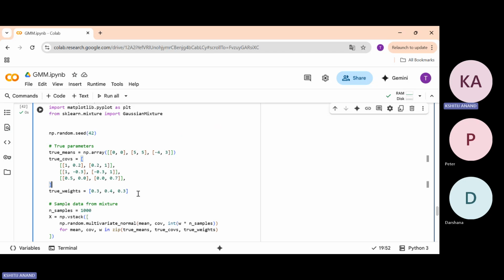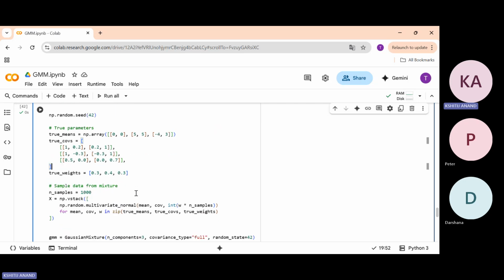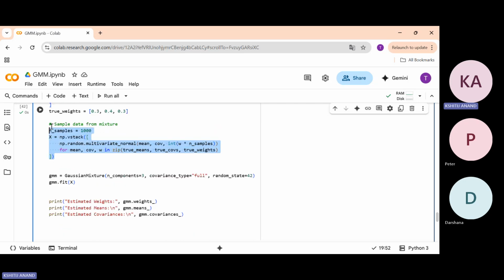Based on these weights, we generate a sample. Once we generate this sample, we pass it to this particular code. What this code does is, again, the EM step, the expectation maximization step, to find out the mean, variance, and the weights of the individual normal distributions.